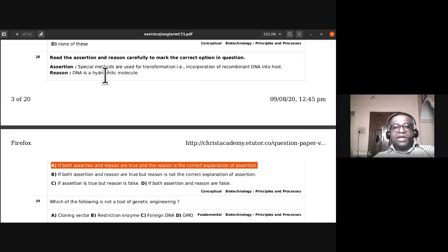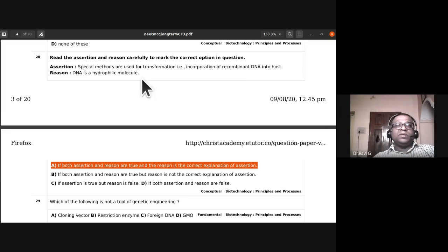Okay. So again, let us read it. Special methods are used for transformation. What is transformation? That is in transformation, incorporation of recombinant DNA into host. So when we make the host cell competent, why should we make the host cell competent? Because DNA is a hydrophilic molecule and they cannot directly enter into the cell.